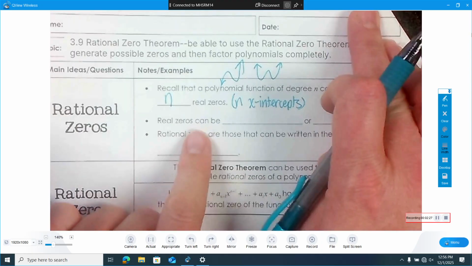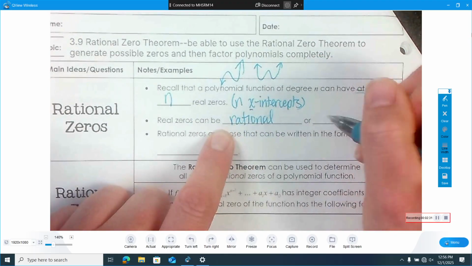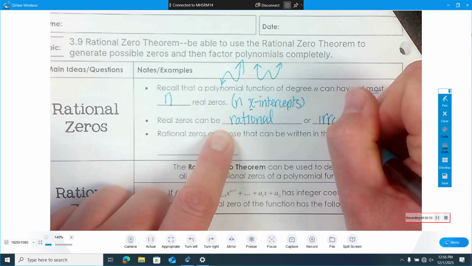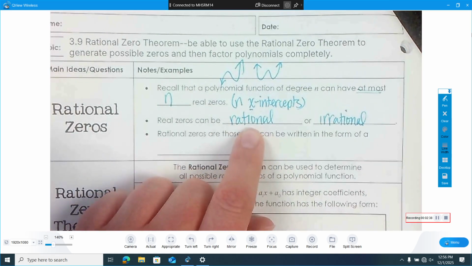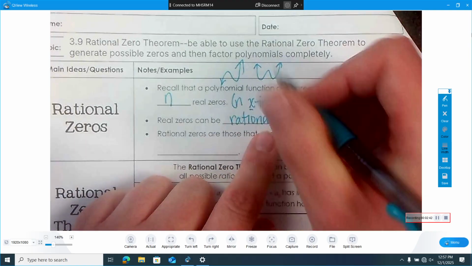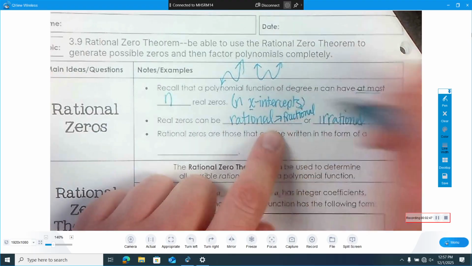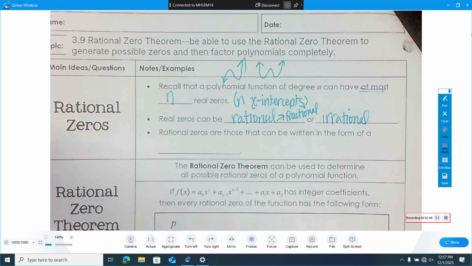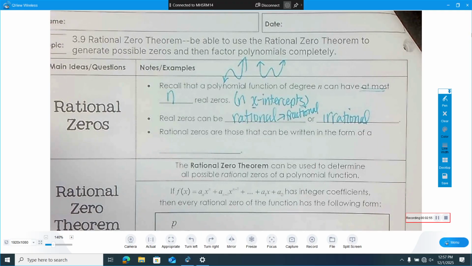Now, those real zeros can be rational or irrational. Okay? Rational, what is a rational thing? Rational, fractional. Rational fractional, it's a zero that can be written as a fraction. It's a nice number. It's maybe a 2, or maybe it's a 2/5, or maybe it's a negative 1/4. Okay, those are nice numbers.